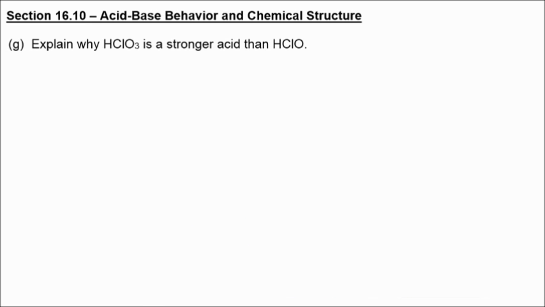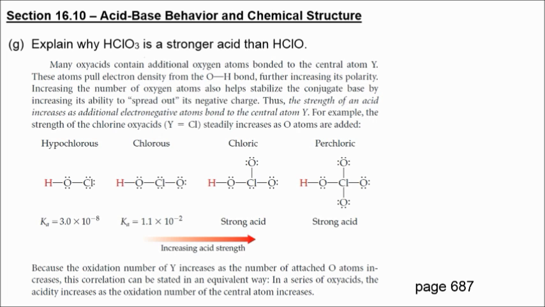Now HClO3 and HClO are different because one of them has extra oxygens. So on page 687, many oxyacids contain additional oxygen atoms bonded to the central atom Y. And because they pull electron density from the OH bond, they make it more polar and make that bond between the H and the O easier to break.